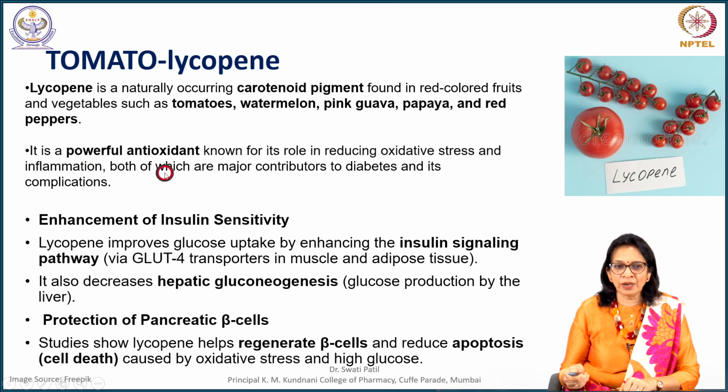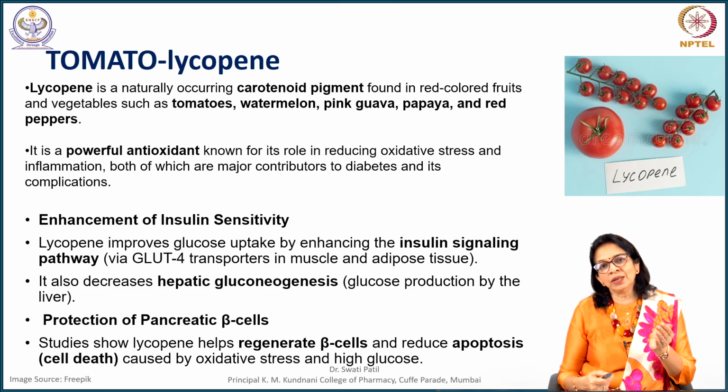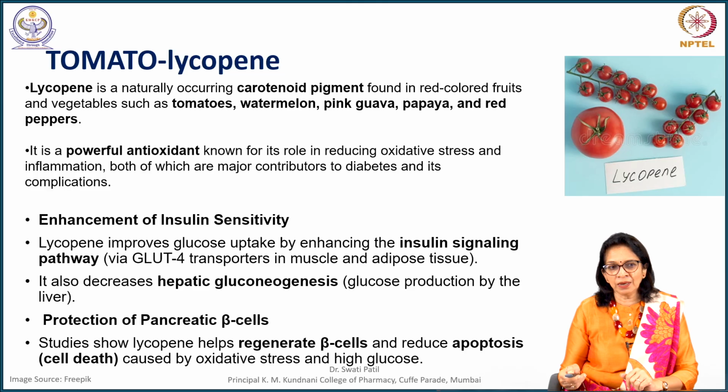It is a very powerful antioxidant known for its role in reducing oxidative stress. It also helps with inflammation, both of which are major contributors to diabetes. So, when there is oxidative stress and inflammation of the pancreas, it leads to less secretion of insulin. Lycopene helps in protection against both of these.